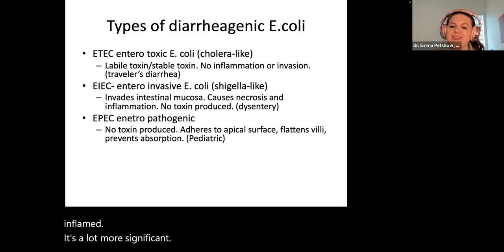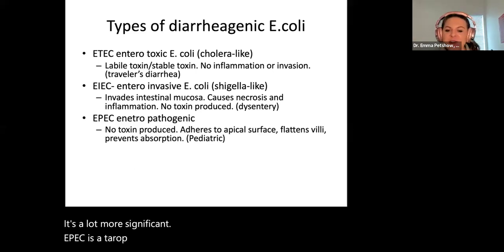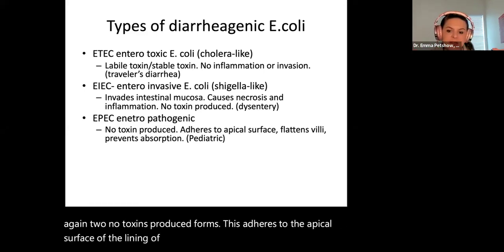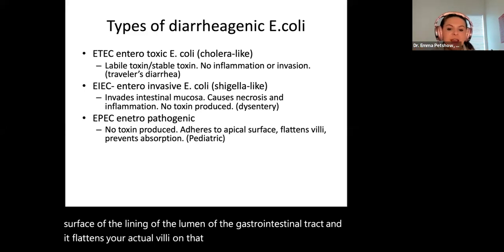EPEC is enteropathogenic E. coli. No toxins also produced here. So again, two no toxin produced forms. This adheres to the apical surface, so the lining of the lumen of the gastrointestinal tract, and it flattens your actual villi on that tract to prevent absorption.